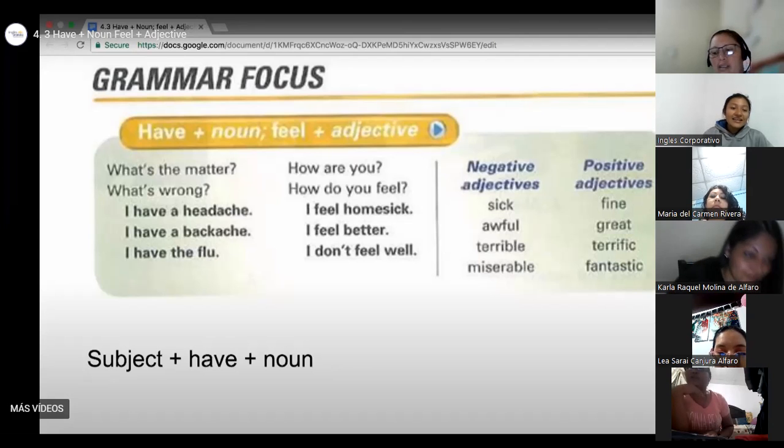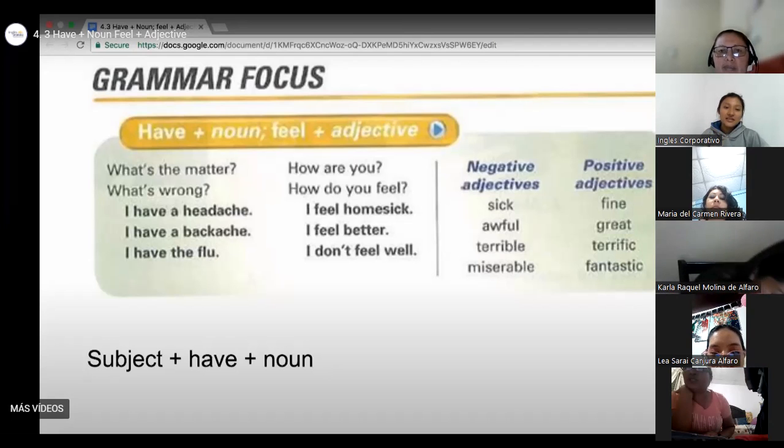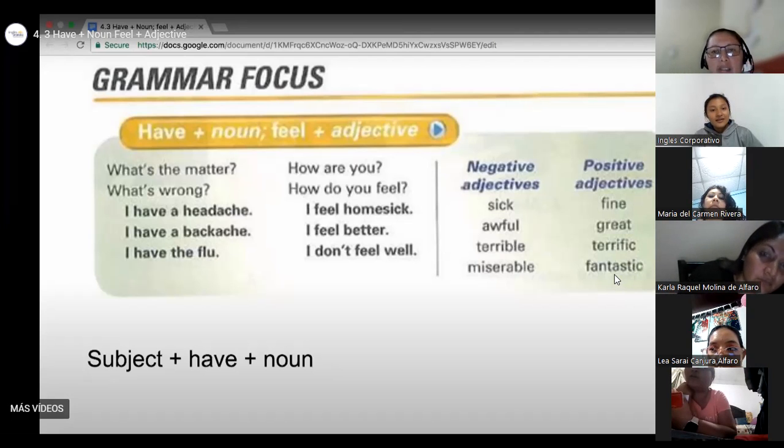Fantástico, exactly. That can be fantástico also. Okay, this is a positive adjective. So, pero el de arriba, perdón, yeah. El de arriba donde dice fantastic, ¿qué quiere decir? Fantástico, also. Claro, that is another way. El anterior. Los dos tienen el mismo significado, pero en diferentes palabras. Son sinónimos. Ah, okay.